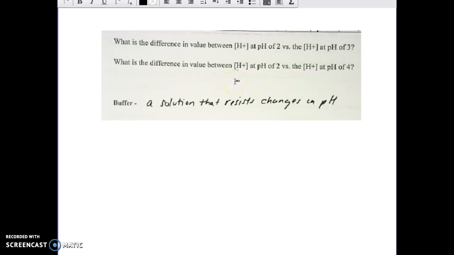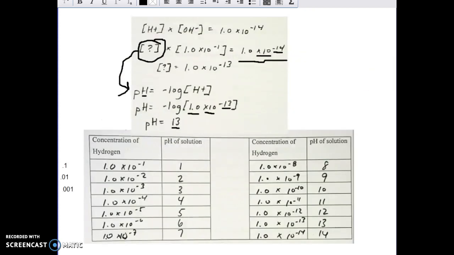Instead of just writing 10 times or 100 times, you give the perspective of greater or less than in that answer. Looking back at this, what will happen is sometimes the hydrogen concentration or hydroxide concentration might be given.